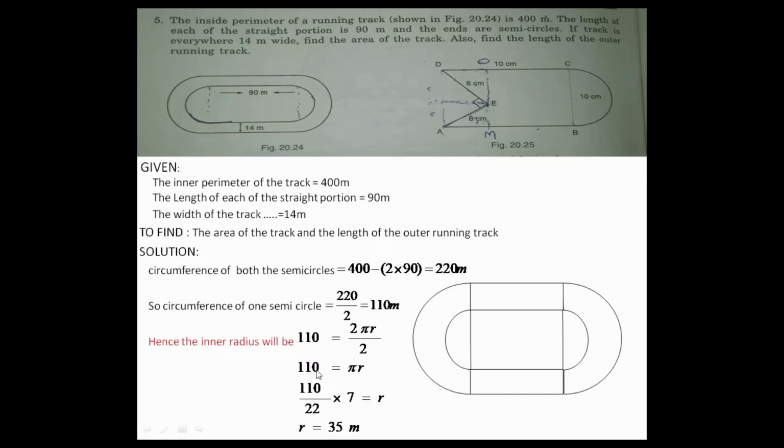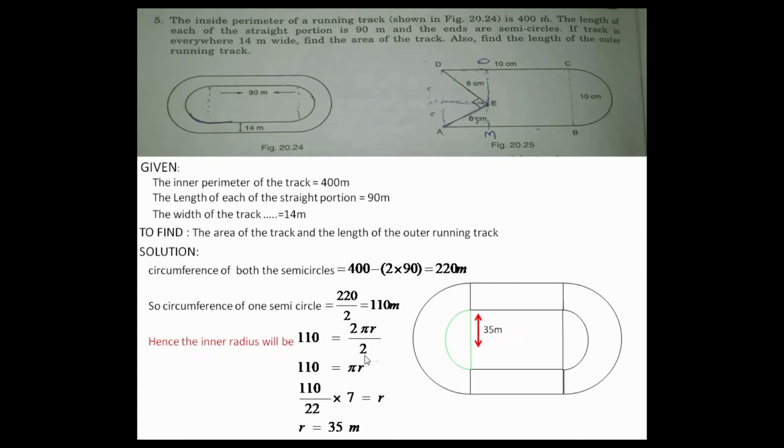Now I wanted to know the value of radius. You can see this equation: 110 is equal to pi r. I want to know the value of r, the inner radius. Now what will I do? I will bring the pi to the left hand side and divide 110 by pi, and I will get the value of radius, which will be 35 meter. This red line is the radius of the inner semicircle, which is 35 meter.